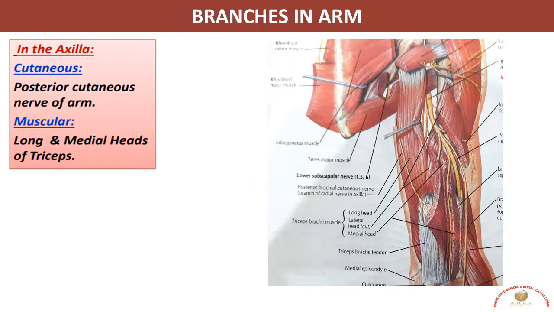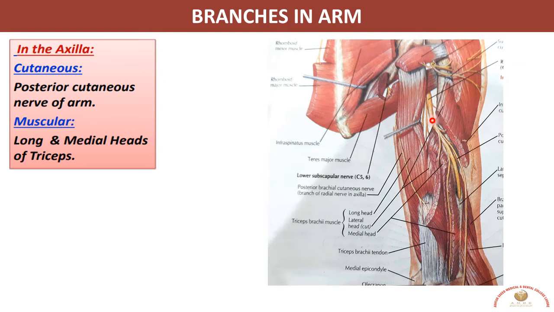The branches of the radial nerve in the arm are divided into three main categories. In the axilla, it gives branches. In the radial groove, it gives branches, and before the radial groove as well. So in the axilla, the radial nerve gives off branches, that is the muscular and cutaneous.